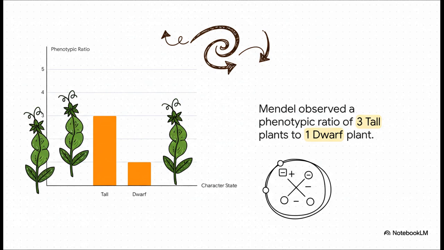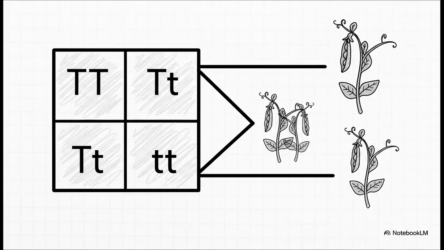For every one dwarf plant, there were 3 tall plants. That dwarf trait, which had totally disappeared in the first generation, was back. This clean 3-to-1 ratio wasn't an accident, it was a massive discovery. But what was going on genetically under the hood?